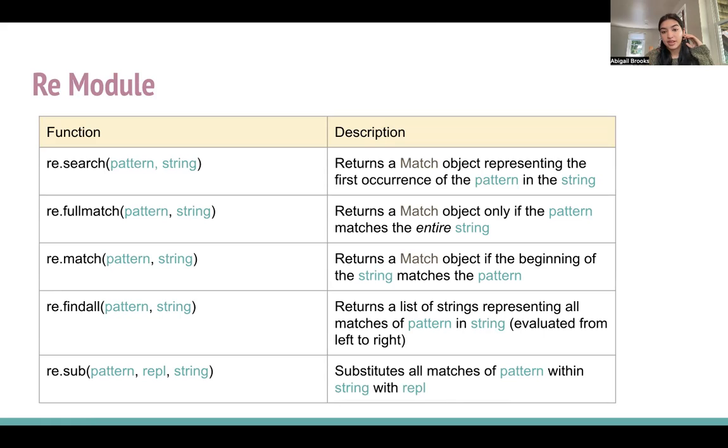Additionally, we have findall. This returns a list of strings representing all pattern matches or all instances of pattern in string, and it's evaluated from left to right. And we also have sub, which will replace all matches of pattern within the string with replacement.